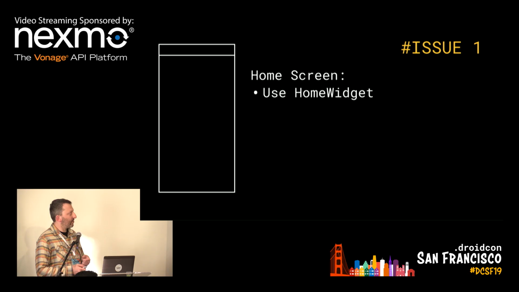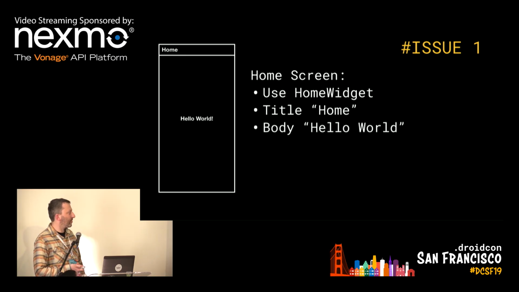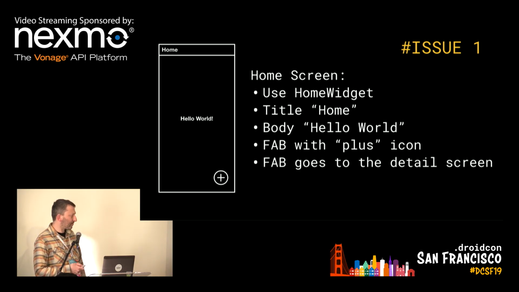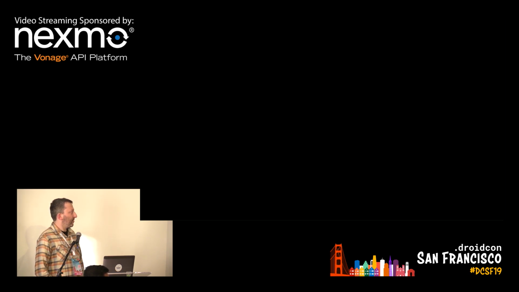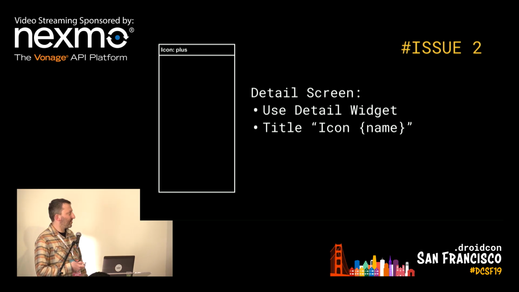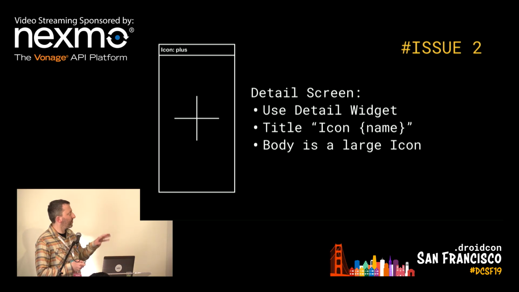We're going to start by defining a requirement for our sample app. It's not much really. It's hello world, and then it has this fabulous button with a plus icon, and this icon should take you to the next screen, which is defined in issue 2. And here even less is happening. We essentially have a big icon and a title.